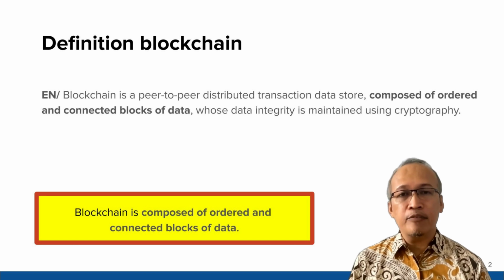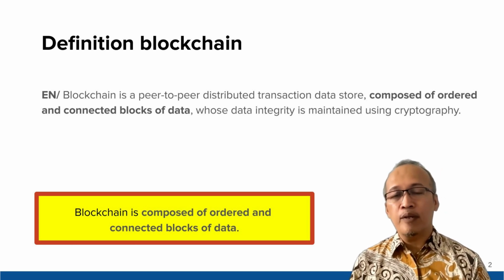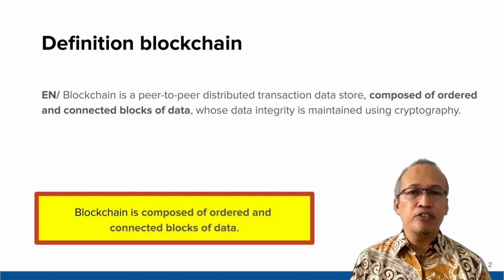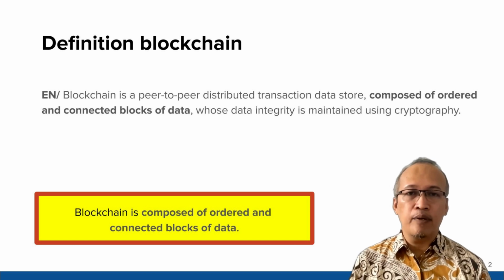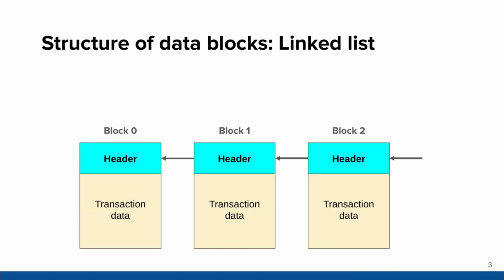Now here's where it gets smart. Because they are connected, if anyone tries to tamper with an old block, it breaks the connection with the rest of the chain. The tampering becomes detectable. But we'll talk more about how that works when we get to security. The data structure used in blockchain is a linked list.